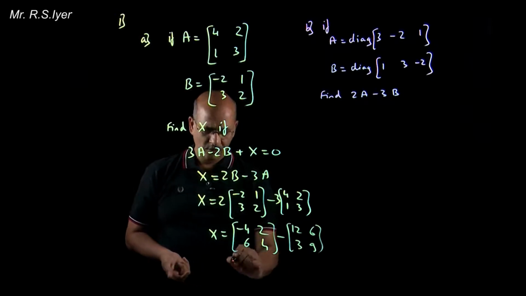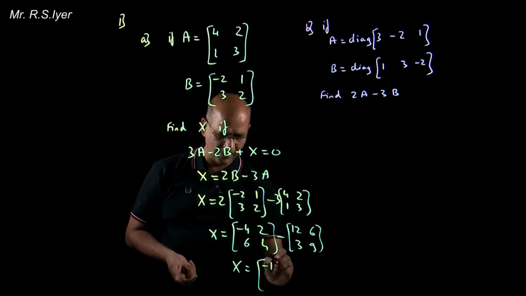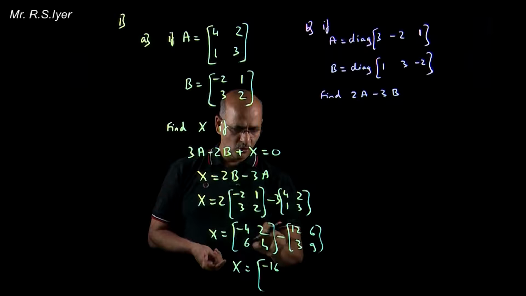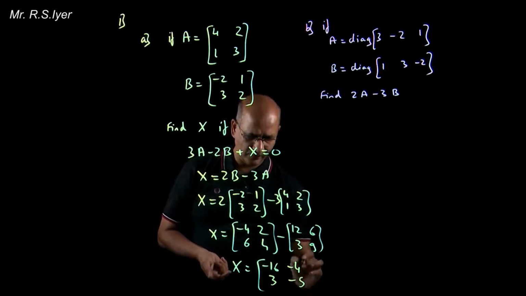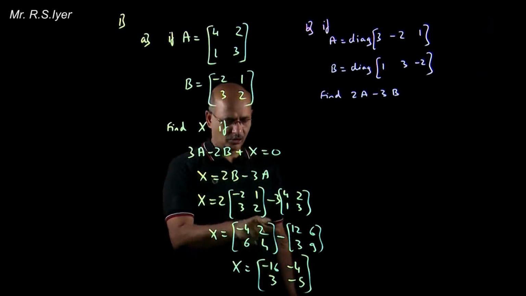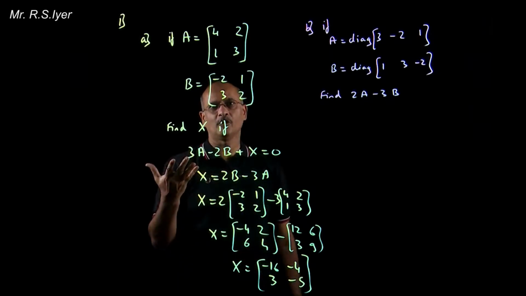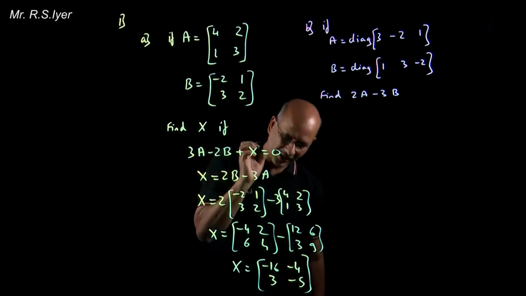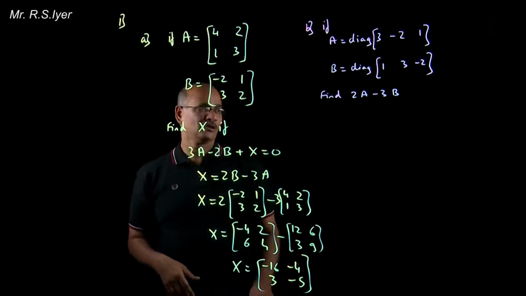Once this is done, the matrix X is finally, understand, minus 4 minus 12 is minus 16, right, and 2 minus 6 is minus 4, 6 minus 3 is 3, 4 minus 9 is minus 5. I hope you got this point clear. So what I did: minus 4 minus 12 is minus 16, 2 minus 6 is minus 4, 6 minus 3 is 3, 4 minus 9 is minus 5. So this is exactly what I am looking for. This type of sum is a simple example, but a good point to understand.